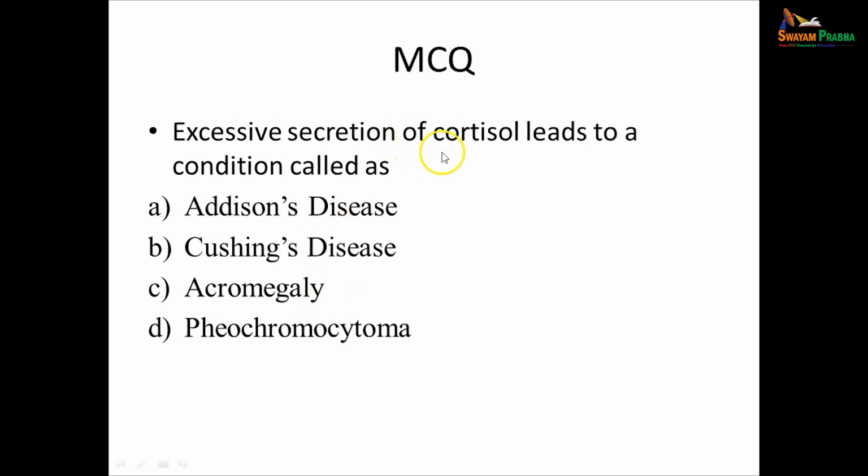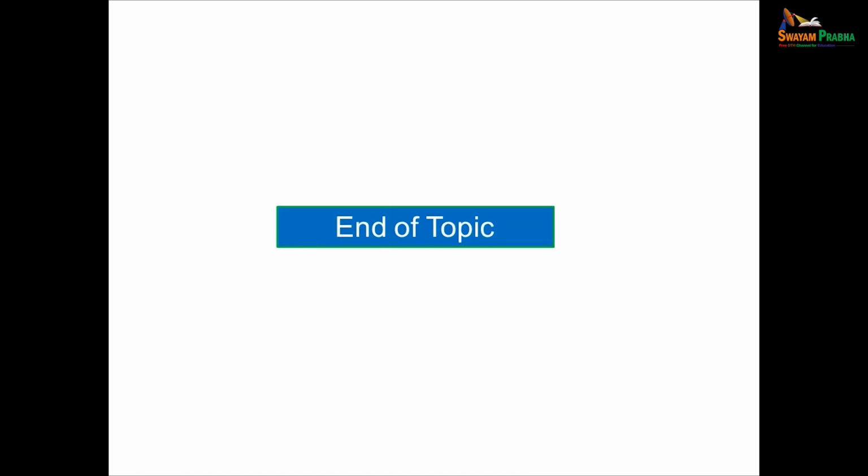Excessive secretion of cortisol leads to a condition called: option A, Addison's disease; option B, Cushing's disease; option C, acromegaly; option D, pheochromocytoma. The excessive secretion of cortisol is seen in Cushing's syndrome. With this, we end the topic.